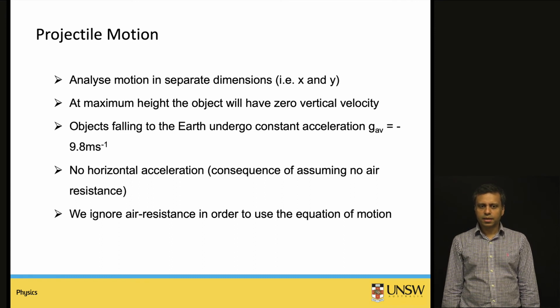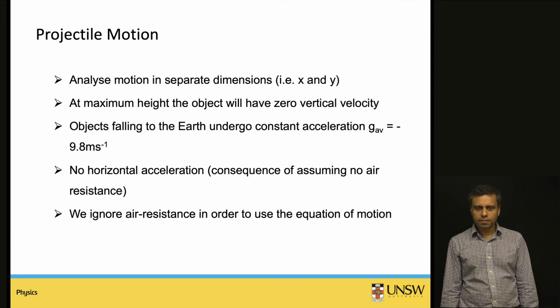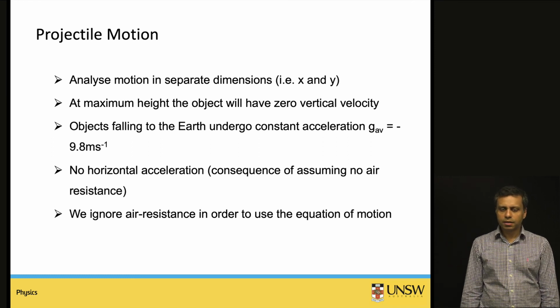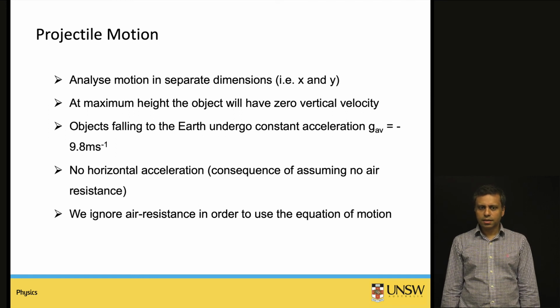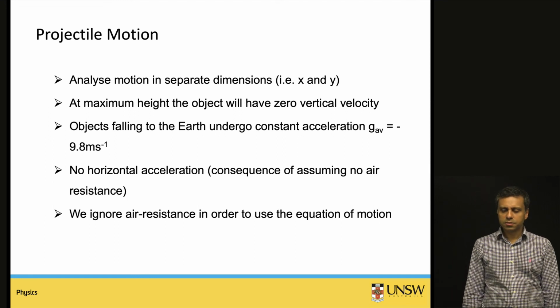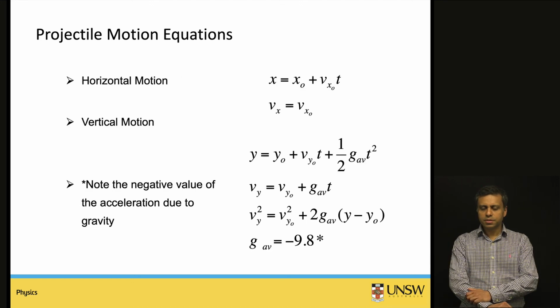The particle is traveling at constant velocity. So the horizontal acceleration a is equal to 0. And we will also ignore air resistance in this case. Otherwise, we won't be able to apply the equations of motion. Then we look at the two dimensions separately.